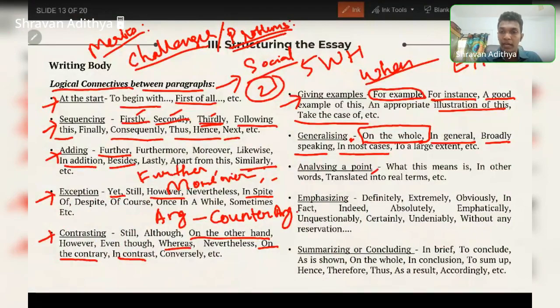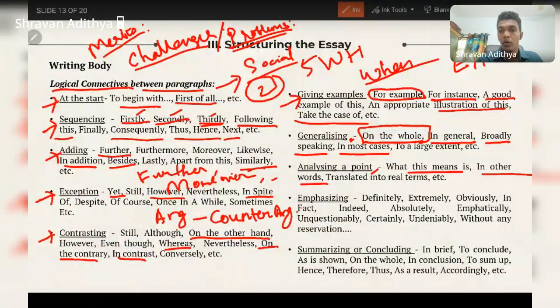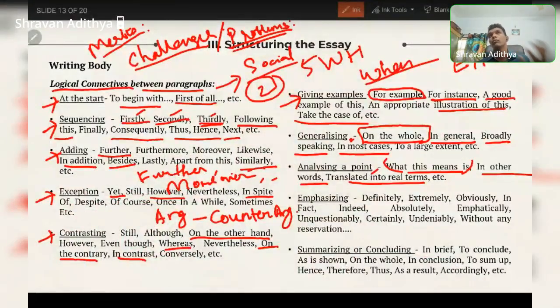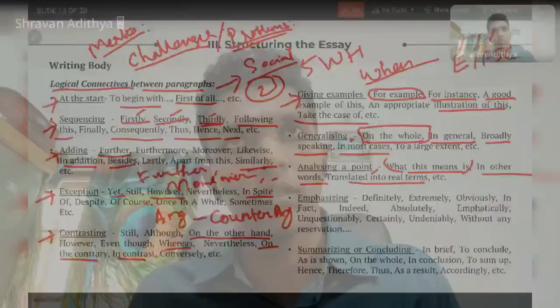And then analyzing a point. Suppose you have given a point, and in the next paragraph you are going to analyze that point. You can use words like what this means is, in other words, or translated into real terms. So we talked about that quote-based introduction, right? The Ban Ki-moon introduction for global action for climate change. Once you've given your quote, the next sentence could start like, what this means is, or what Ban Ki-moon tries to say here is. You can start your next paragraph like that, so that the quote and the next paragraph have some connectivity.